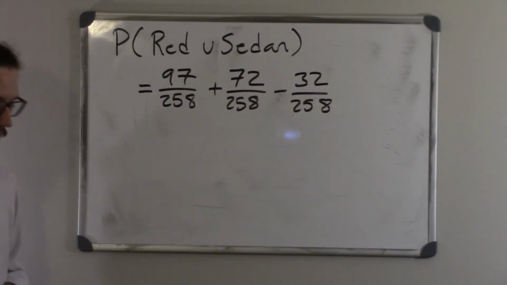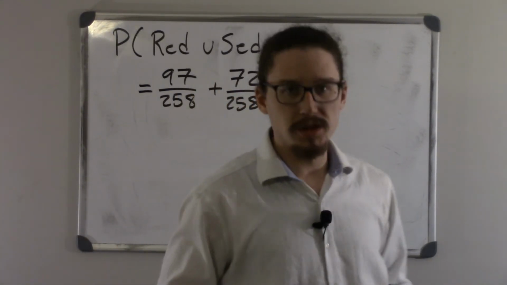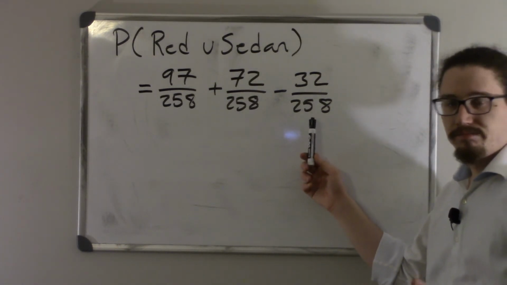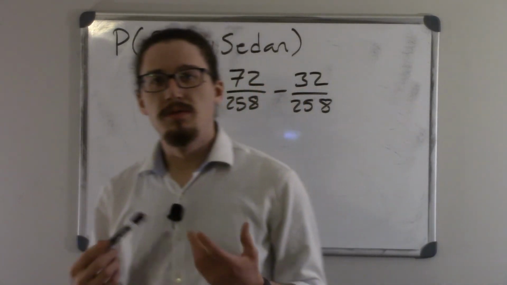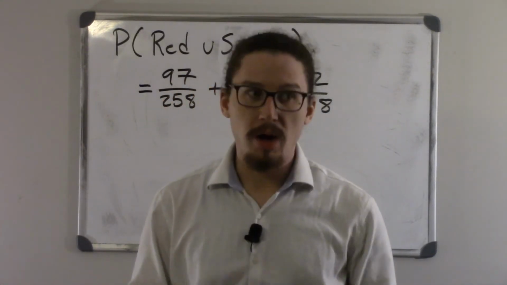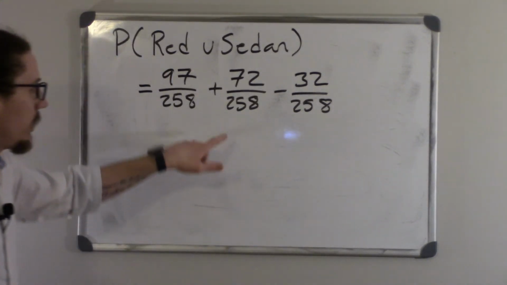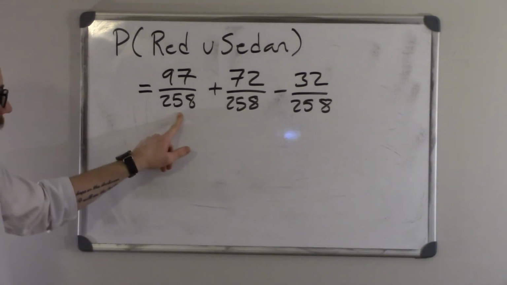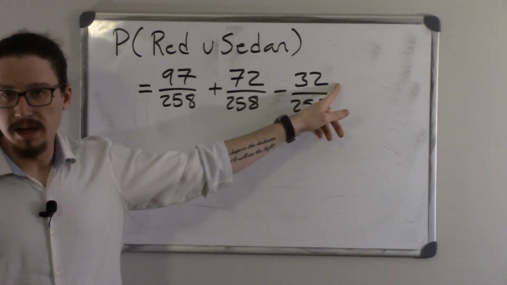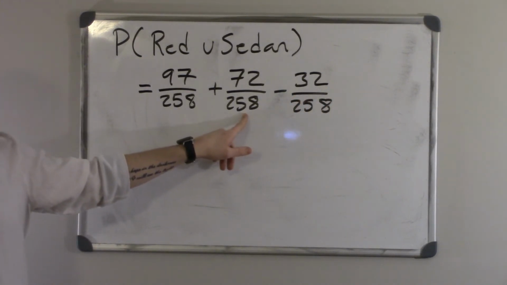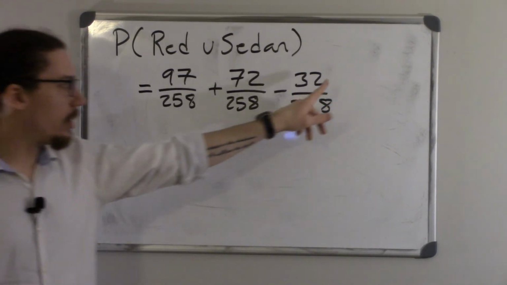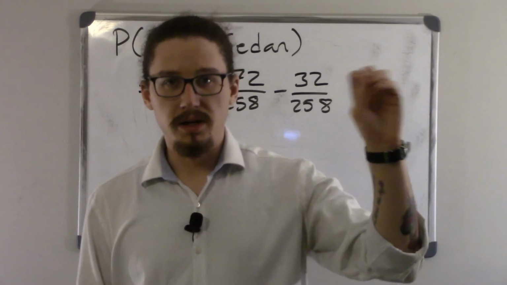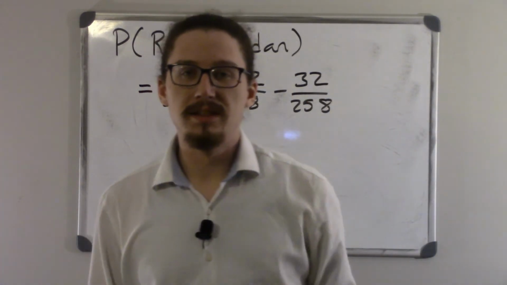I'd like to take this time just to go back over something we went over in a previous video. Why are we subtracting this intersection when we're doing these kinds of probability of a union calculations? Well, when we added up the row with red, we included those 32 sedans, and when we added up the column for sedan, we also included those 32 red sedans. So those 32 red sedans are incorporated in both the 96 and the 72.